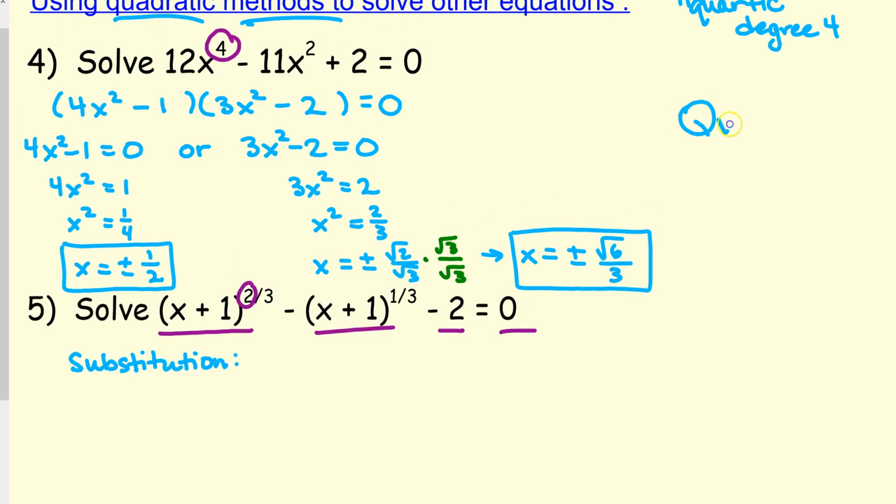My name for these is quadratics in disguise. Now, how do I spell disguise? It's a G? Yeah, okay.